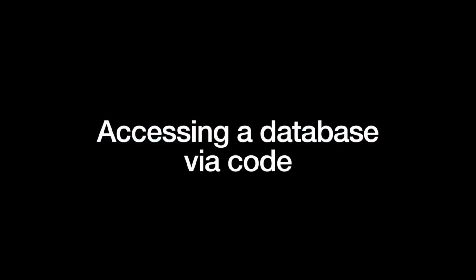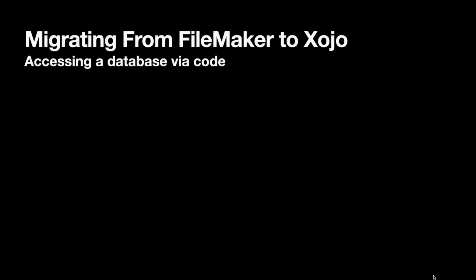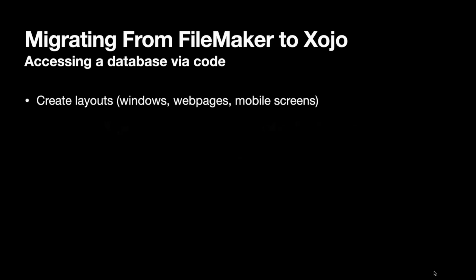All right, so let's talk about accessing a database via code. Now, in FileMaker, you don't tend to do that, but I'm going to show you a little bit, and then I'm going to show you how you can do it without code in Xojo. But I want you to just have sort of an idea of how to do it in code if you need to.